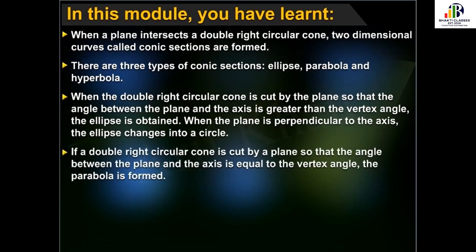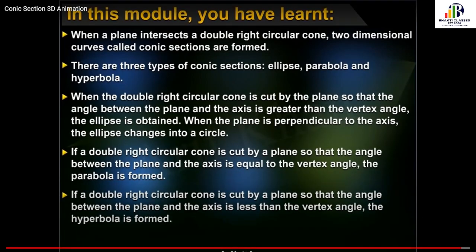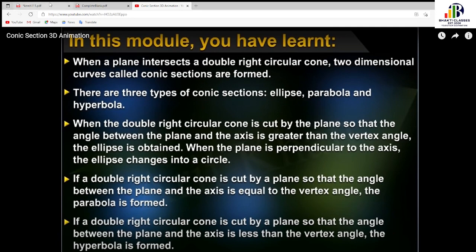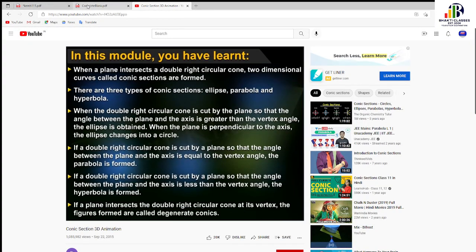If the double right circular cone is cut by a plane so that the angle between the plane and the axis is equal to the vertex angle, the parabola is formed. And if the double right circular cone is cut by the plane so that the angle between the plane and the axis is less than the vertex angle, the hyperbola is formed. So in this animation video we have seen how we will get the different conic sections.